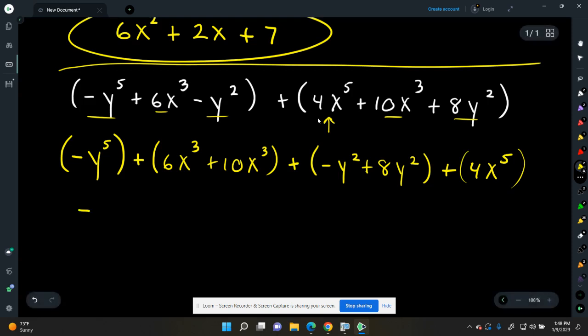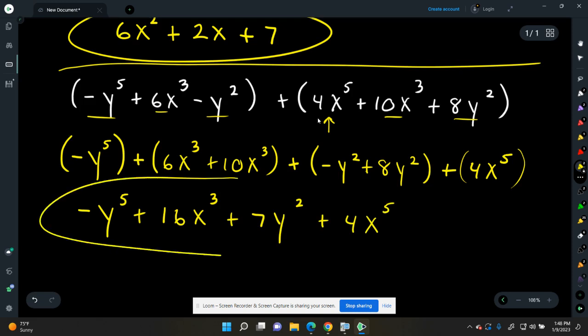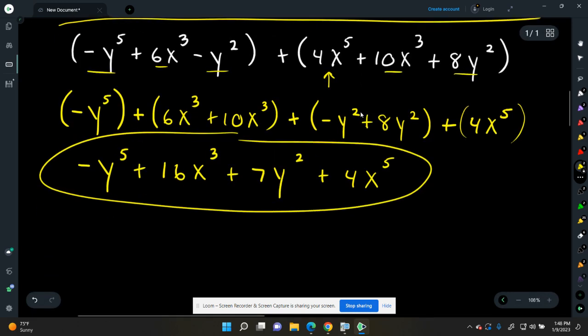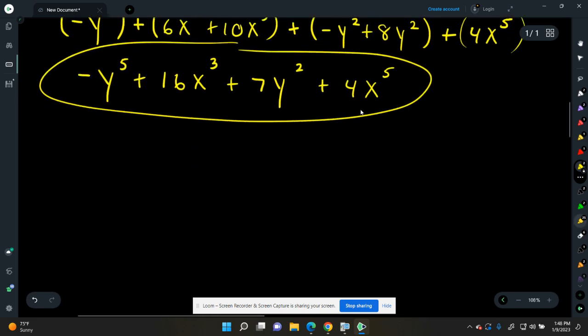All right, so we have negative y to the 5th plus 16x to the 3rd plus 7y squared plus 4x to the 5th. And we're done. Okay. We good with addition? Okay. Let's do some subtraction.